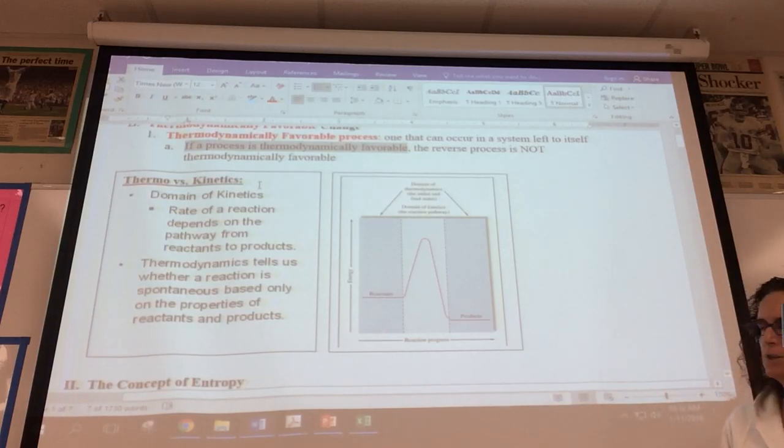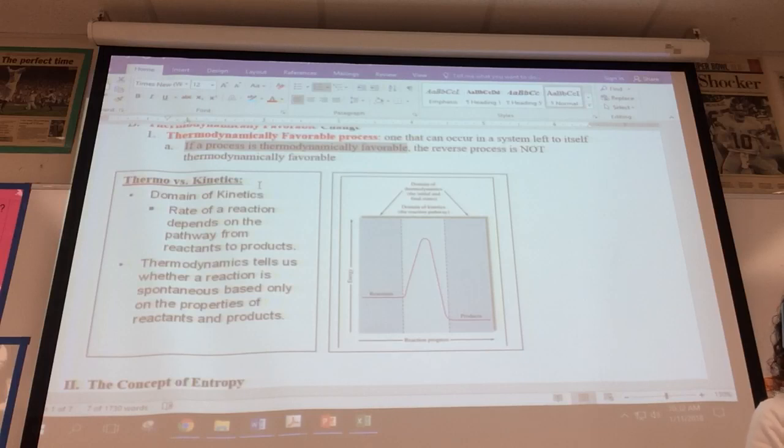The other distinction I want to make sure is clear is that when you talk about whether a reaction is going to occur, you need to consider two criteria. The first is: is the reaction kinetically favorable? We talked about kinetics already. Does the reaction occur fast enough to be kinetically favorable? Is the activation energy overcome?